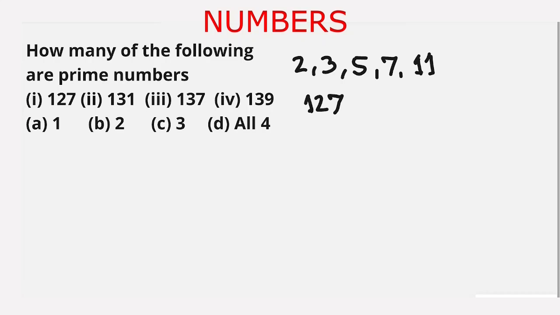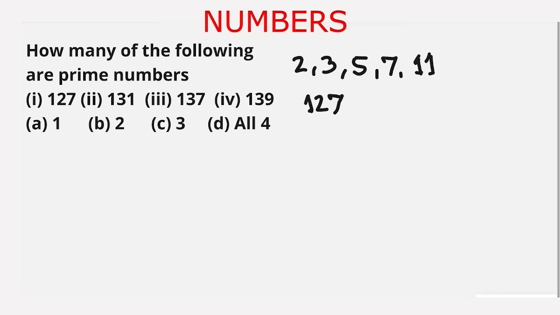Similarly, for 11, the difference between the sum of the digits at even places and the sum of the digits at odd places must be 0 or 11. The sum of the digits at odd places is 1 plus 7, which is 8, minus 2 is 6, which is not 0 or 11. Therefore 127 is not divisible by 11. Hence 127 is a prime number.